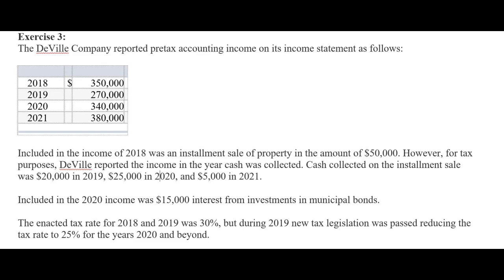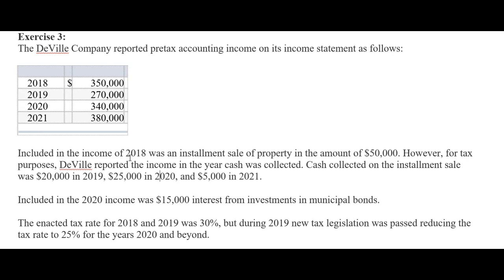Let's look at one more example of deferred taxes. Exercise 3. The DeVille Company reported pre-tax accounting income on its income statement as follows: 2018, $350,000; 2019, $270,000; 2020, $340,000; and then 2021, $380,000.